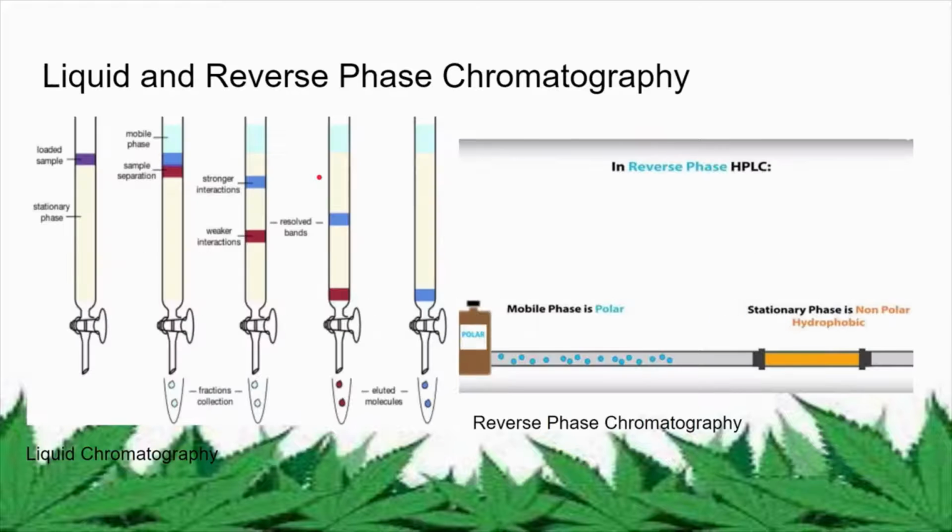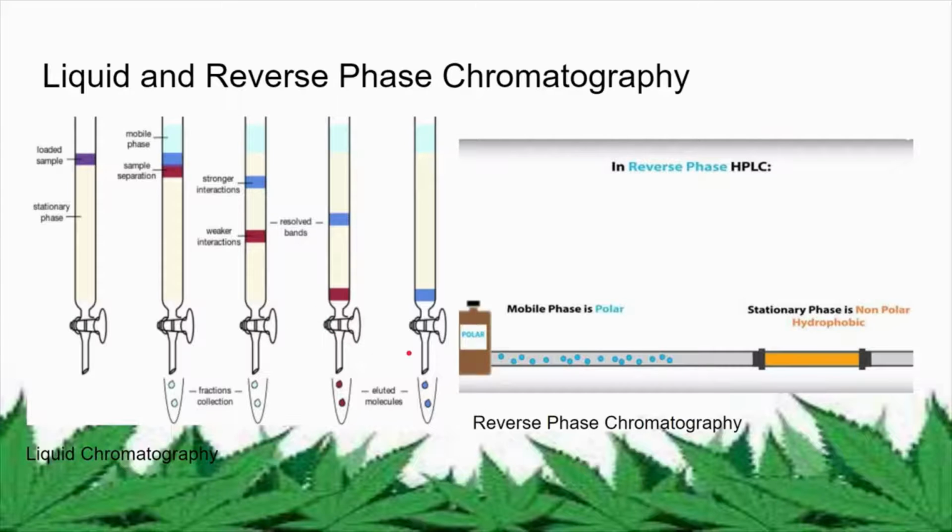Liquid and reverse phase chromatography use the different polarities of substances to break them up by putting them through a non-polar or polar solvent. The sample is put into the solvent and falls into its different components as they move at different speeds depending on their polarity.